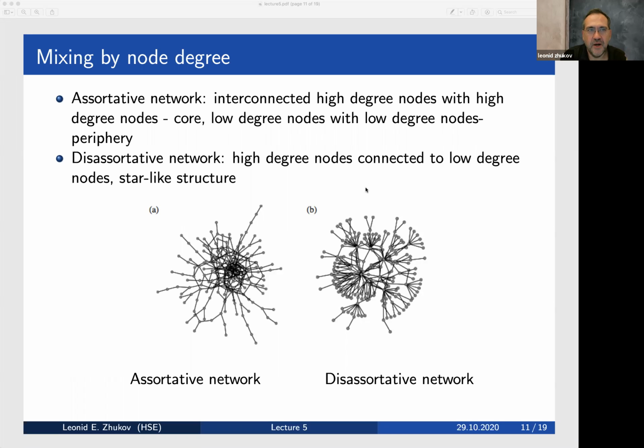Finally, since we can introduce this assortativity property with respect to all kinds of node properties, right? Like labels or values, we can also use the number of connections of the node as that property. So you can think about nodes with a lot of friends connecting with nodes with a lot of friends, or a node with a lot of friends connecting with nodes with fewer friends. So that's called mixing by node degree. And you can have an assortative network with respect to mixing by node degree, and disassortative.